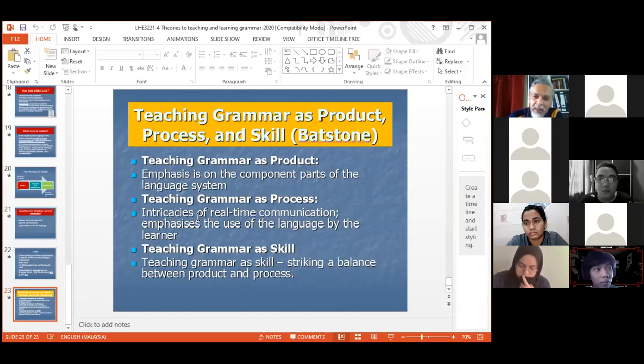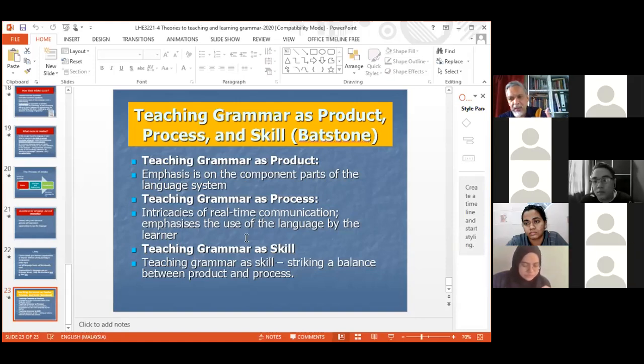Okay, and teaching grammar as skill is seen by Bedstone as something in between. You have to have certain kinds of skills and abilities, and it strikes a balance between product and process. So these are the 3 different types of teaching grammar according to Bedstone.